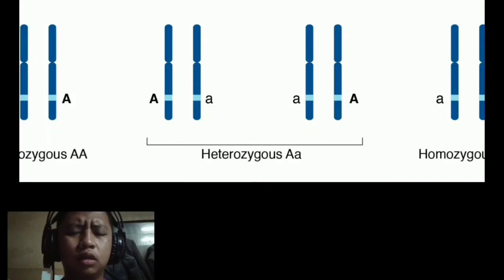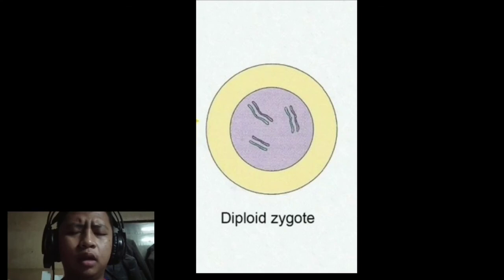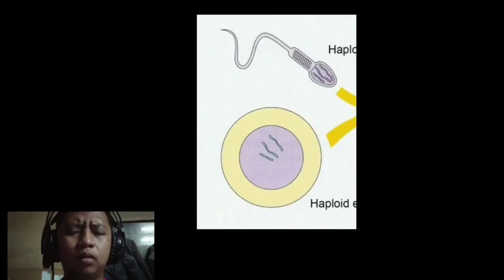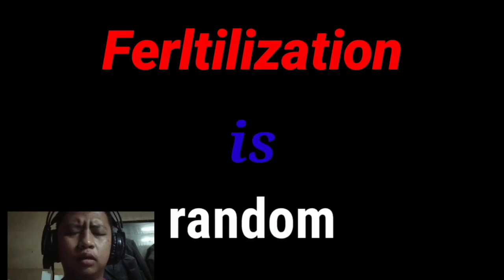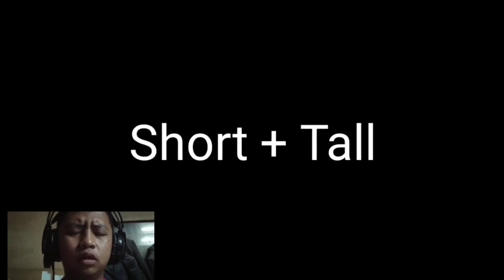Next, each character of a diploid organism is determined by a pair of alleles. After that, the alleles will segregate via meiosis, and only one allele from the pair is found in a single gamete. During fertilization, a zygote formed possesses two alleles for a specific characteristic. Why two? Because a zygote was formed from two cells and each cell has one allele. Lastly, the fertilization is random. Like it can be tall plus tall, tall plus short, short plus tall, or short plus short.